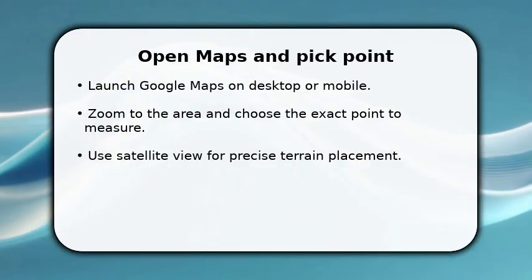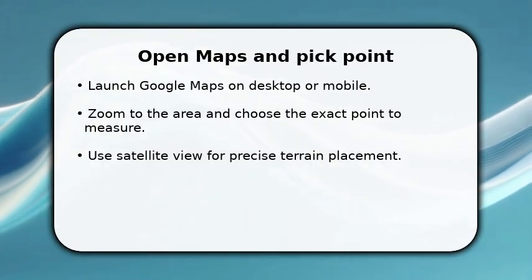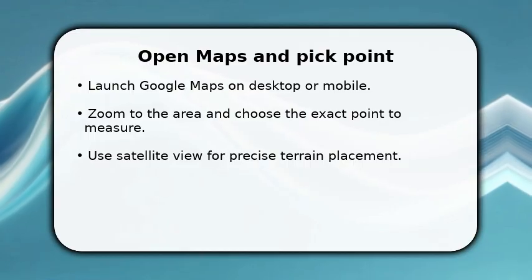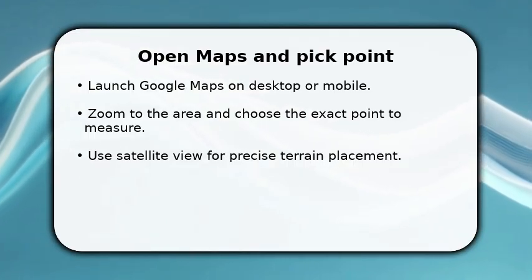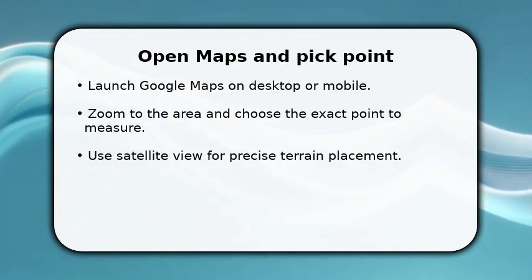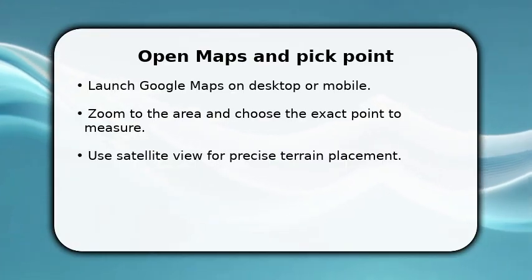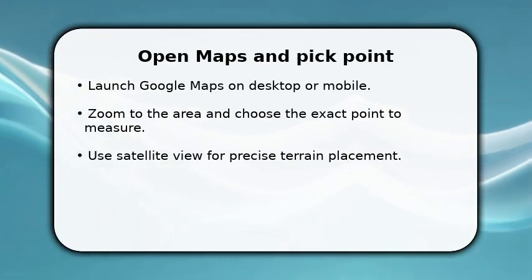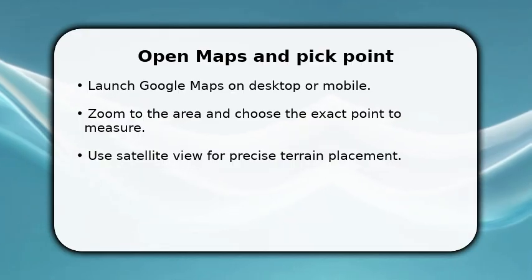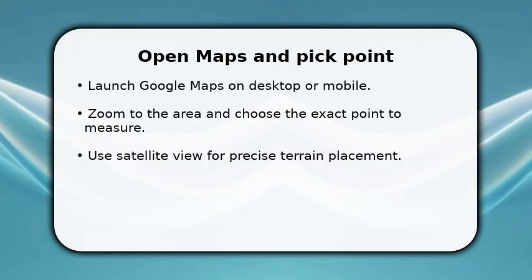You start by opening Google Maps and centering the area you need. Tap or click to drop a pin where you want altitude. This creates a fixed reference. Once done, switch to satellite or terrain view to confirm the pin sits on natural ground and not a rooftop or bridge. Make sure to pan and zoom until landmarks align, because accuracy depends on exact placement. This first step reduces later guesswork and prepares you for the measurement tools.